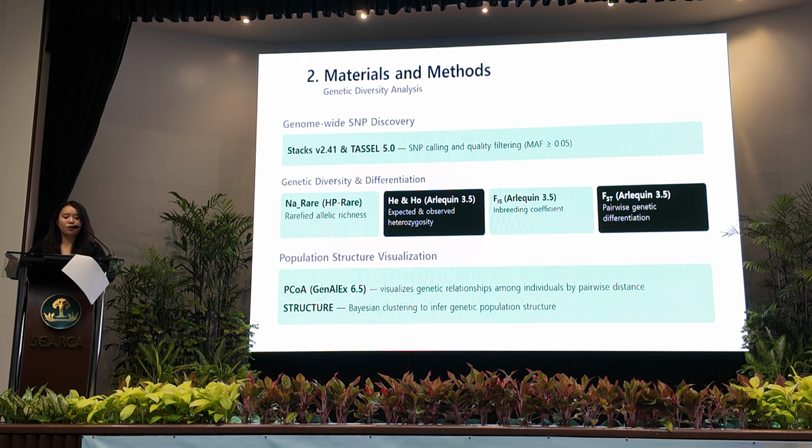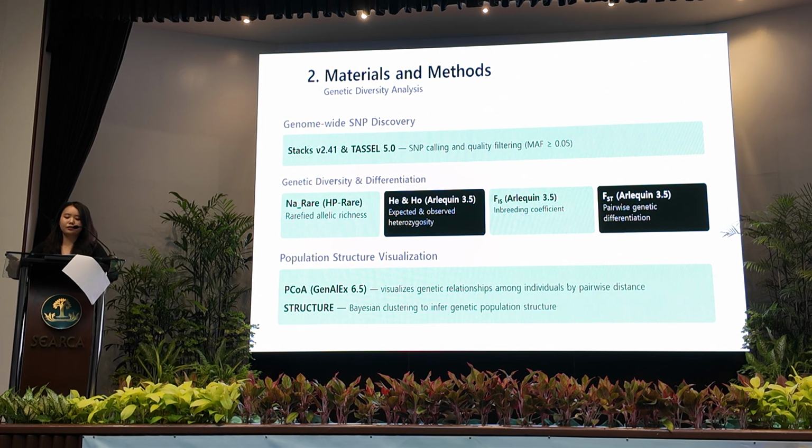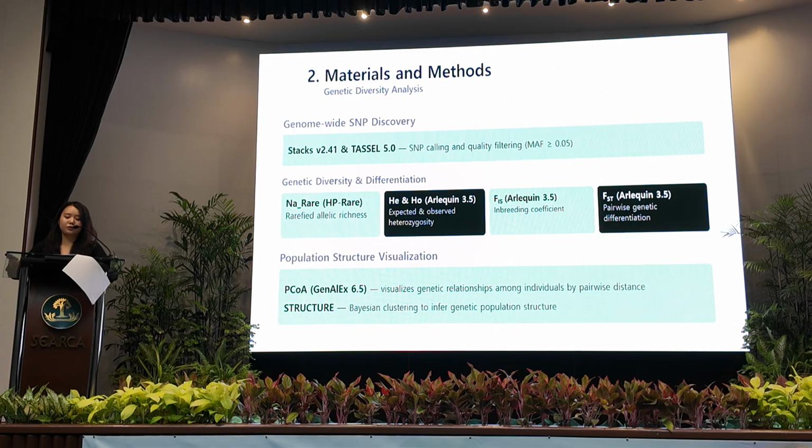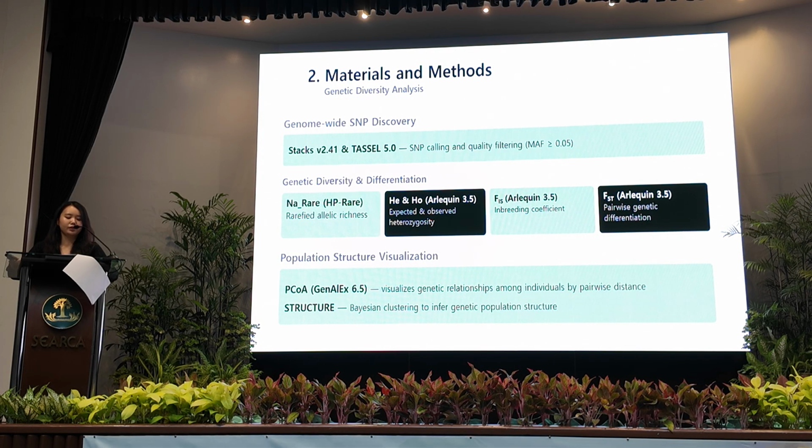This explains how I called genome-wide SNP markers with the LASIK data. The genetic diversity measures such as allelic richness and expected and observed heterozygosity were calculated. I also estimated inbreeding coefficient and population divergence as pairwise FST. For clustering pattern of the samples, PCoA and STRUCTURE were applied.